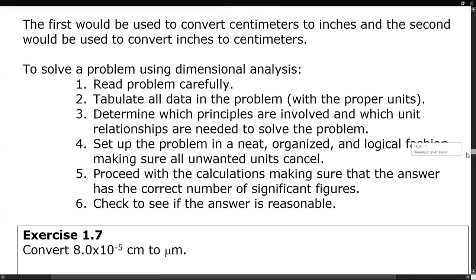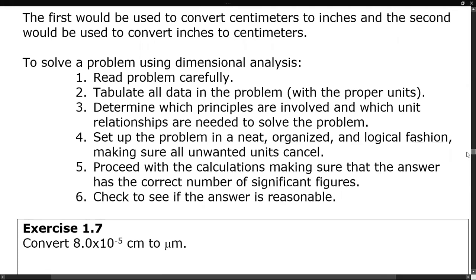So to solve a conversion problem using dimensional analysis, we need to read the problem carefully. We need to tabulate the data in the problem with the proper units, make sure I know what I've got, what I'm going to, what are the units I'm working with, what needs to cancel. We need to determine which principles are involved and which unit relationships are needed to solve the problem. There may be more than one way given the units you have to work with. But you need to plan out what that way is and make sure all the units are going to cancel.